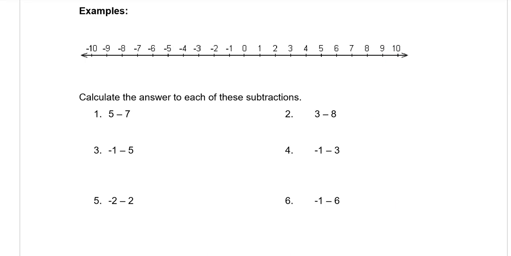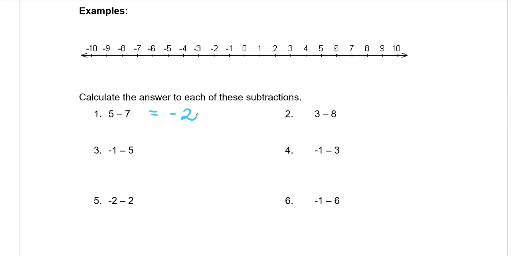So again, here is yet another number line for us to use to answer all of these questions. Just like before, the first number is where we start, and we're subtracting, which means jump to the left. So starting at 5 up here, I want to go 7 to the left. 1, 2, 3, 4, 5, 6, 7. Finishes at -2.